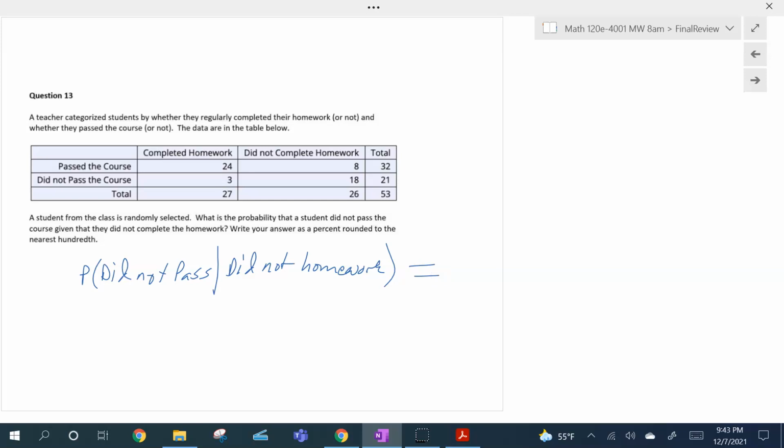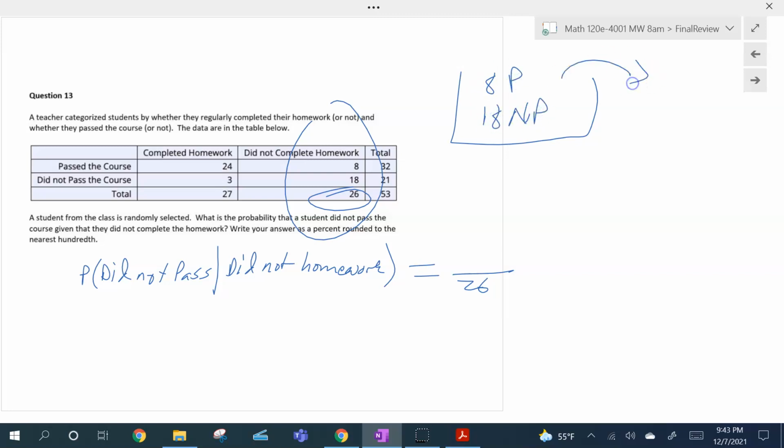So given you did not do your homework, it looks like there's 26 total, right? I'm looking here. 26 of those total. So given you did not do the homework, what's the probability you did? You reach into the bag, right? You've got 26 of these, and 8 of them passed, 18 did not pass. What's the probability you grab somebody that did not pass, given that they did not do their homework?